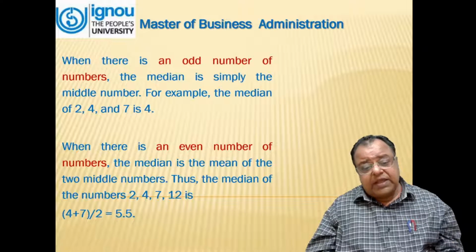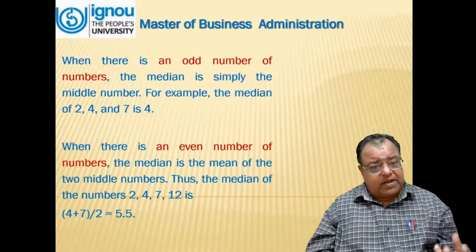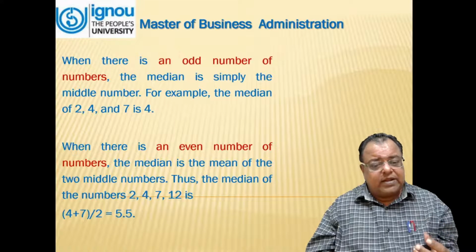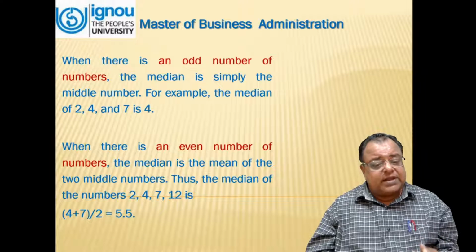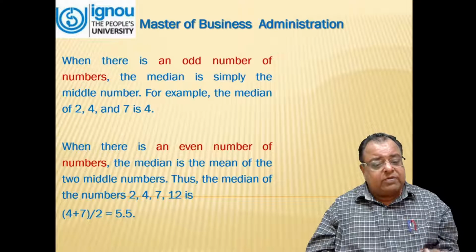And if we have an even number of observations, suppose 2, 4, 7, and 12, in that case we are supposed to calculate the median. So the median will be the sum of the two middle terms divided by 2. In this case, the two middle terms are 4 and 7. Sum of 4 and 7 is 11. 11 divided by 2 is 5.5. That means here the median is 5.5.